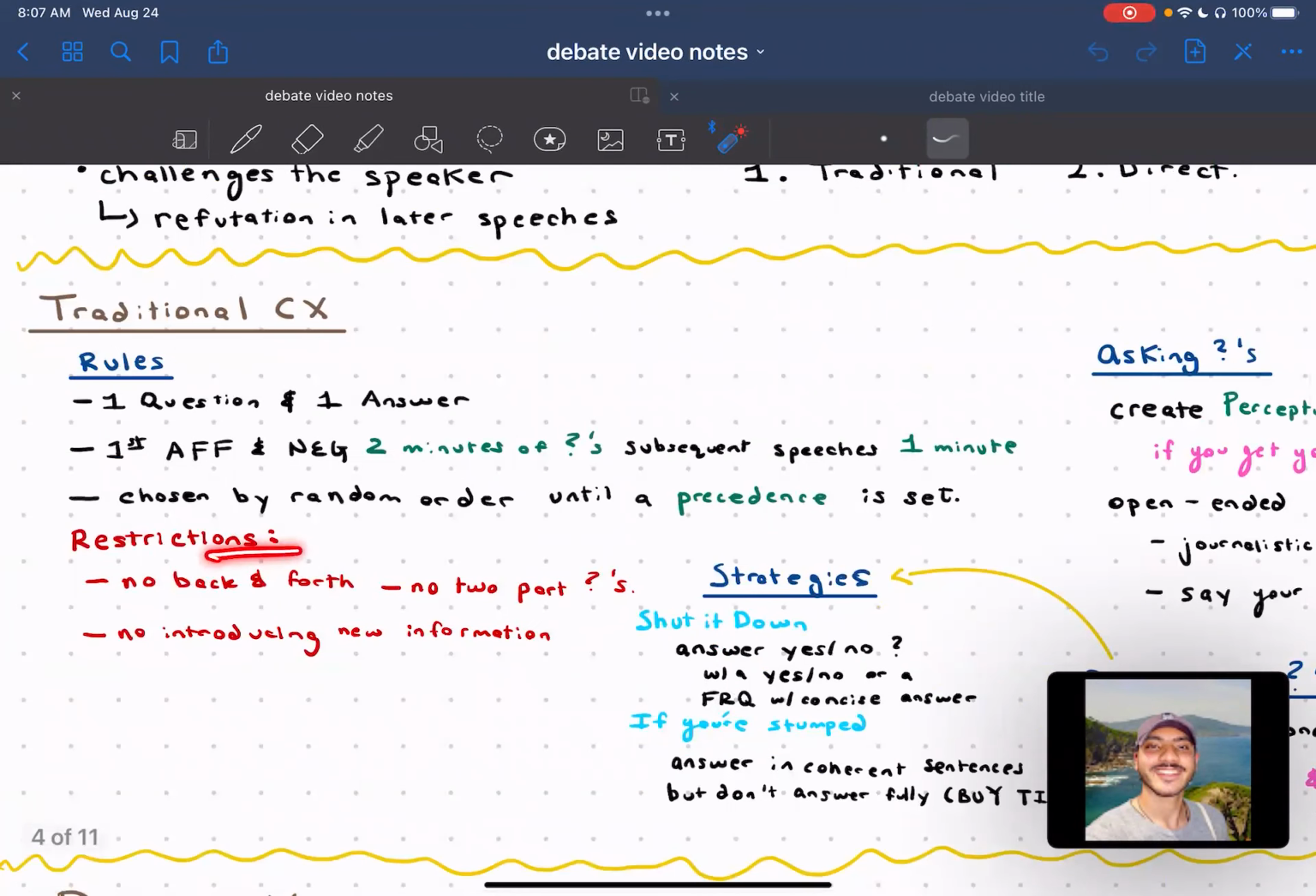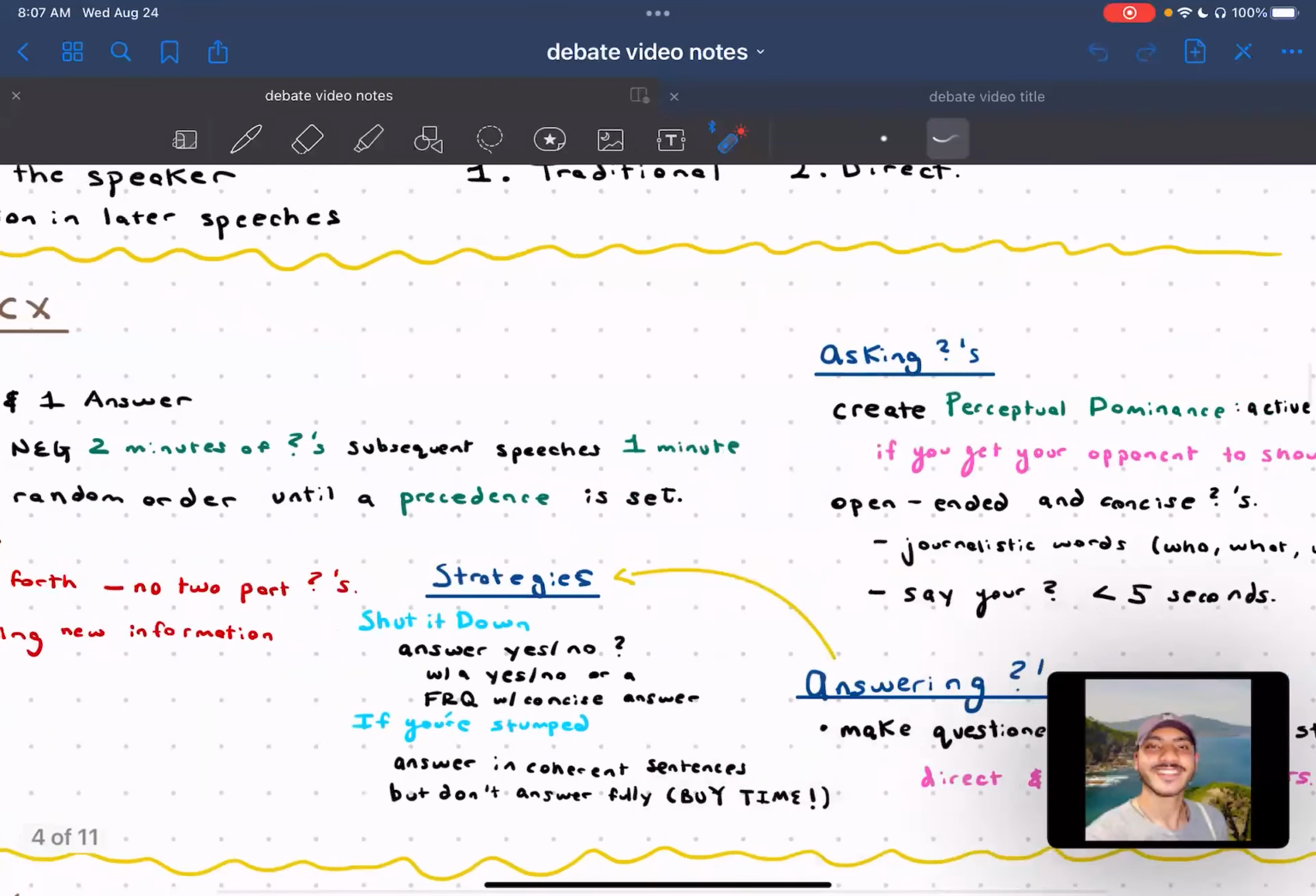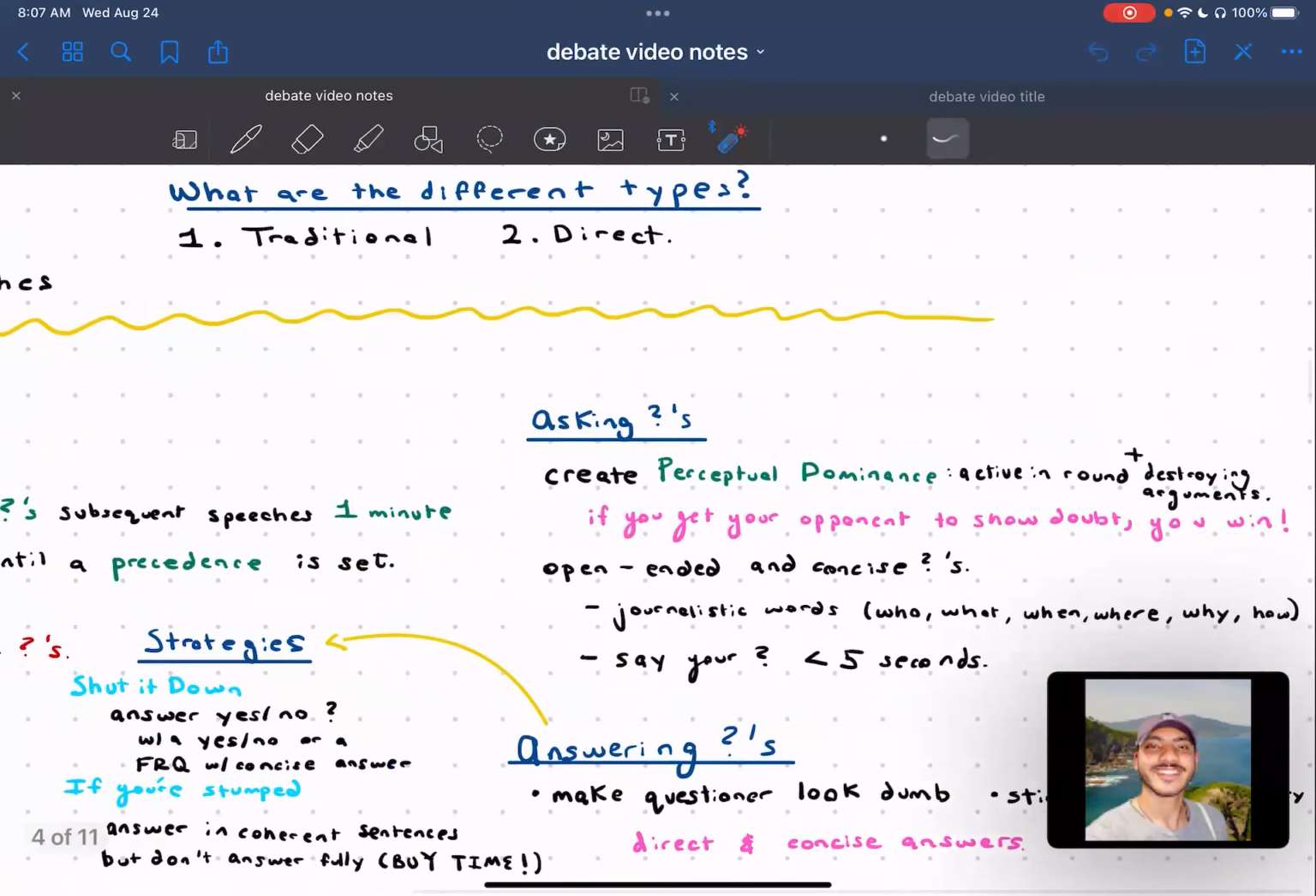However, there are several restrictions when it comes to traditional CX. One, there's no back and forth, so you can't ask any two-part questions. And the second part is that you can't introduce any new information. That's called prefacing. So any evidence that you may bring up in a question has to have already been previously said in that round.